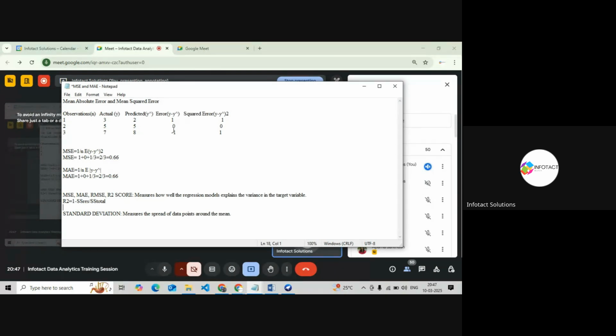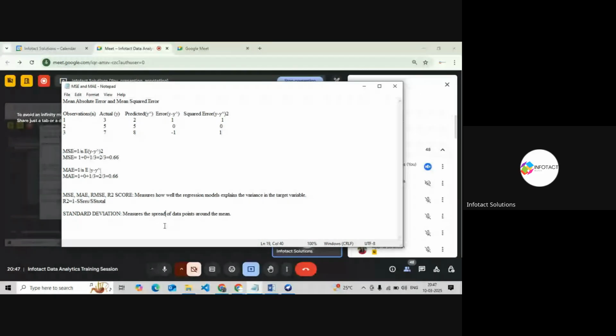What are the characteristics of R2? The value ranges from 0 to 1, and a higher value is better. An R square close to 1 indicates that the model is a better fit. If R square is less than 0, the model performs worse than a simple mean baseline model. Next term, what is standard deviation?